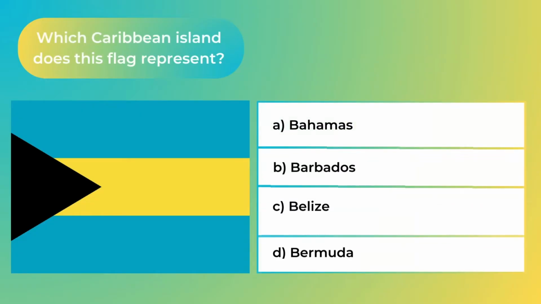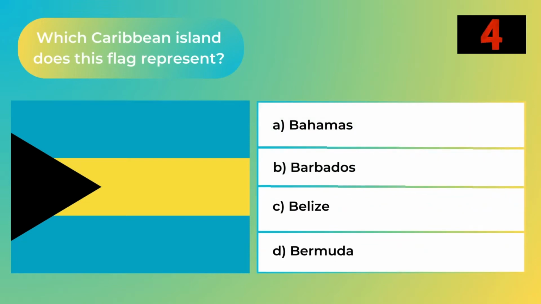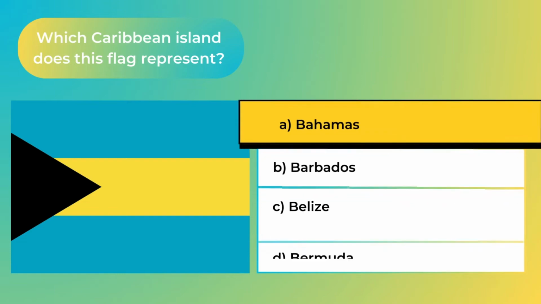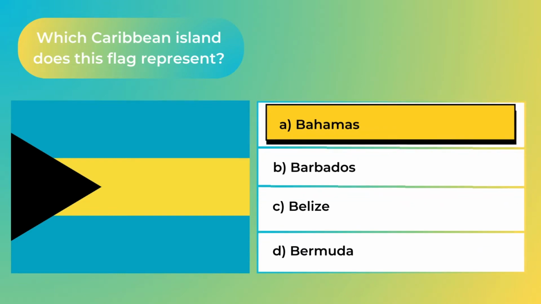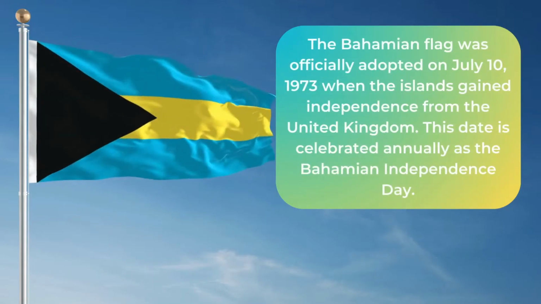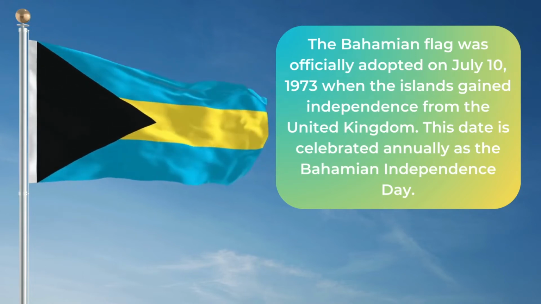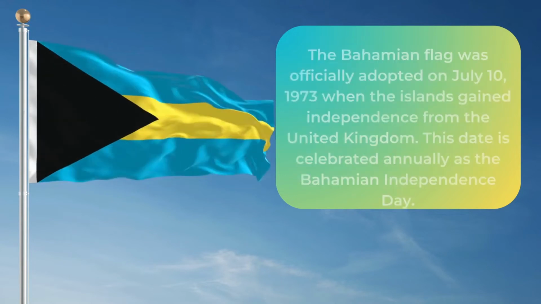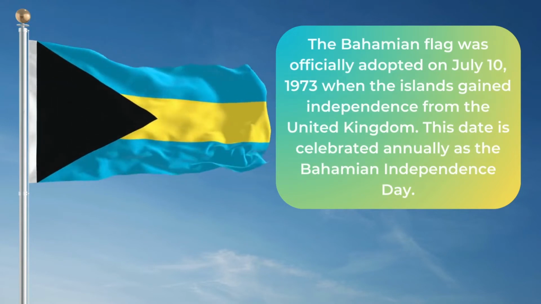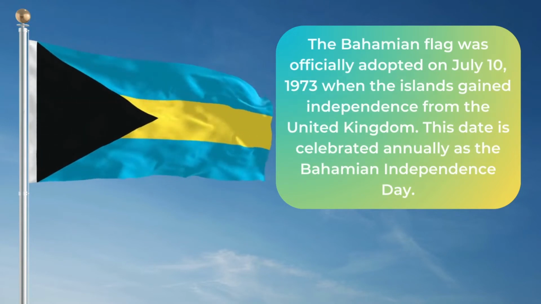Which Caribbean island does this flag represent? The answer is A, Bahamas. The Bahamian flag was officially adopted on July 10, 1973, when the islands gained independence from the United Kingdom. This date is celebrated annually as the Bahamian Independence Day.